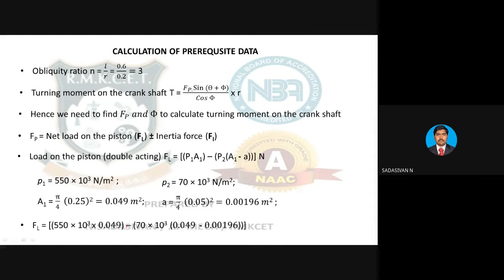Now the answer: 23,657 Newton. Don't use kilonewton until you complete the problem. Finally, when you are writing the answer, you can write kilonewton. Up to that, please keep it in simple fundamental units, otherwise you will get errors. Somewhere, if you write 23.65, in the next step you will put 23.65 and everything will be wrong. Don't put kilonewton in the intermediate steps. Only in the final answer can you write kilonewton, kilowatt, everything. So that is 23,657.